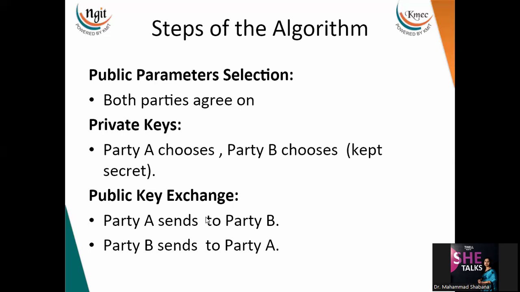Public keys: using these private keys, each party computes their public keys. Party A calculates A is equal to G power a mod P, and party B computes B is equal to G power b mod P. These public keys are then exchanged.